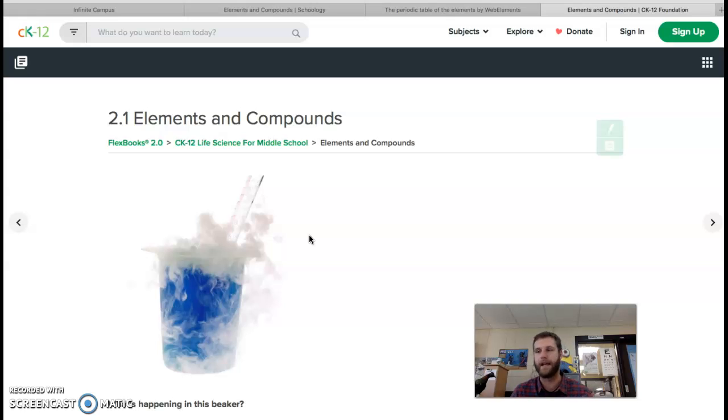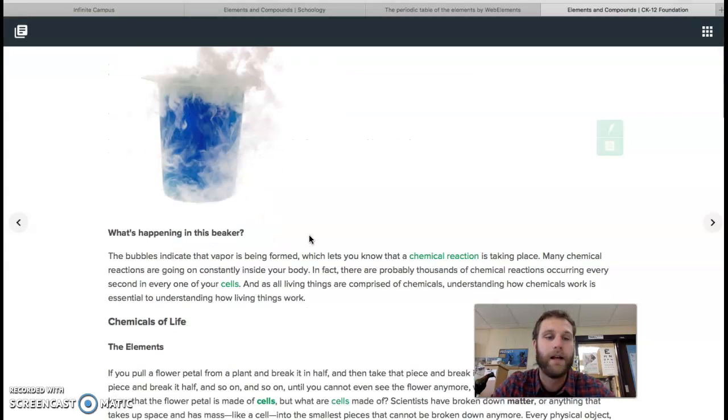So even anything like this coffee mug is made out of these microscopic elements. They can be broken down no further than elements. They have atoms. They have something called protons, neutrons. We're going to get to all those. And everything from this mask to this water bottle to myself as a human is made up of elements and compounds. So we're talking super microscopic here.